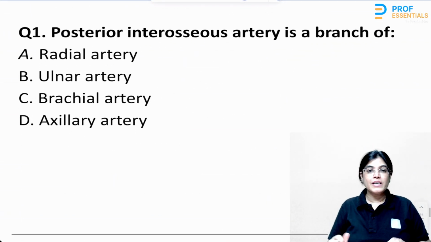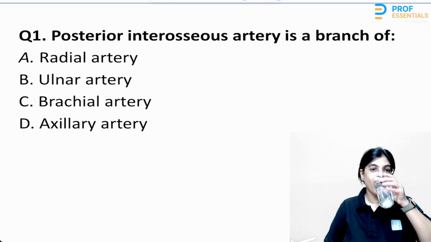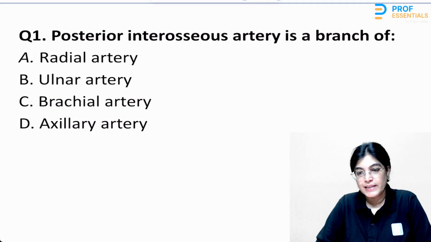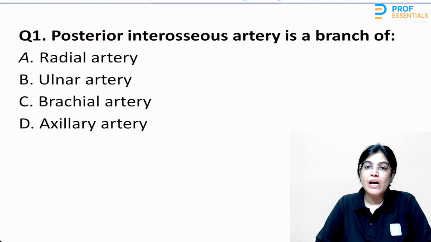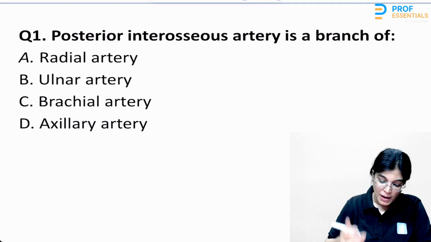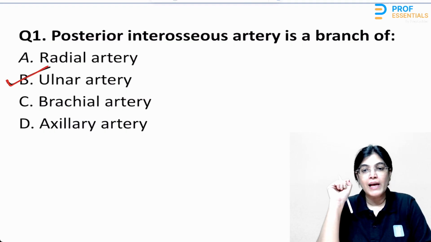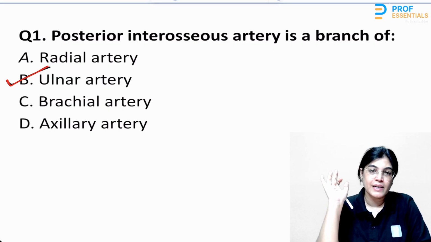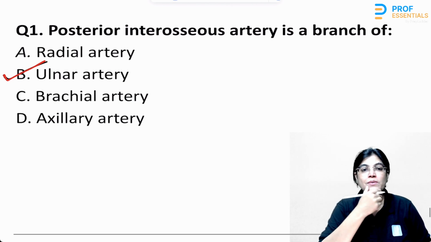Here the question which has been asked is: posterior interosseous artery is a branch of which of the following arteries? Radial artery, ulnar artery, brachial artery, or axillary artery? Posterior interosseous artery, I have just explained and shown in the image, is a branch from the ulnar artery. So we have got ulnar artery as the right answer. Those who want to solve the MCQs can pause the video and then mark the right answer. Posterior interosseous artery is a branch from the ulnar artery.